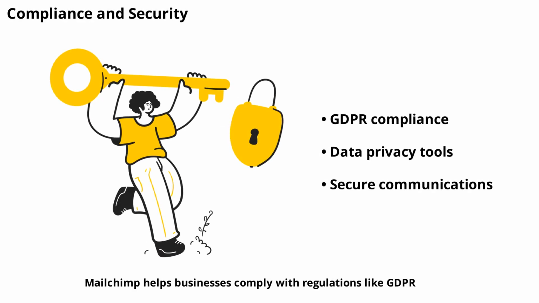Mailchimp helps businesses comply with regulations like GDPR by providing tools for managing consent and data privacy. Security features protect your audience's information, giving both you and your customers peace of mind. Staying compliant and secure is essential for maintaining trust and avoiding legal issues.